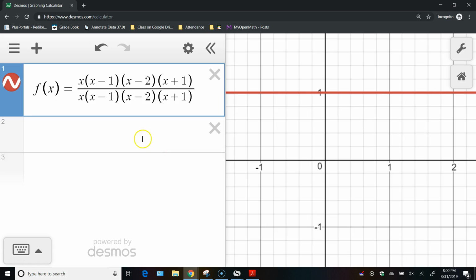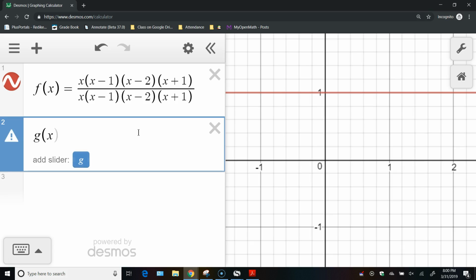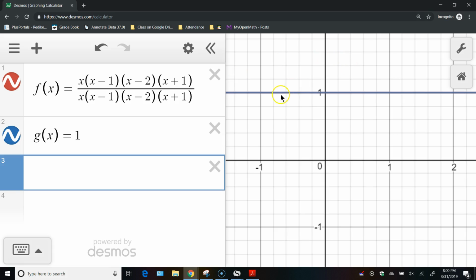That clearly would not be the same as if you just reduced all the fraction here and then you end up with just this. Take a look. g of x equals 1. That's true that you can do that. The x and x will cancel. x minus 1 cancel, x minus 2 cancel, x plus 1 cancel. That is all true. But then you get this constant function g of x equals 1, which right here is in blue.